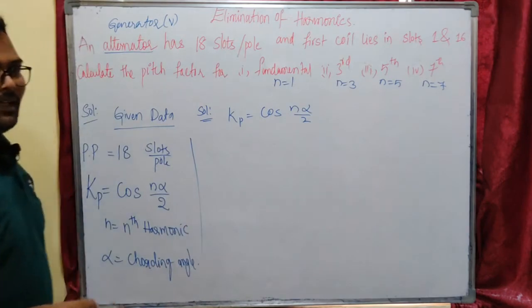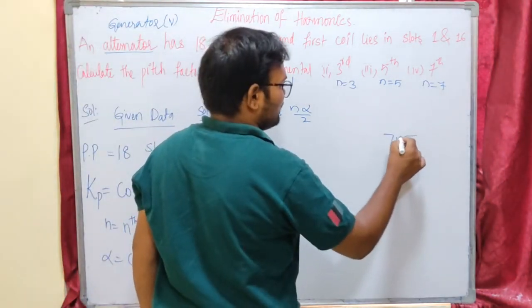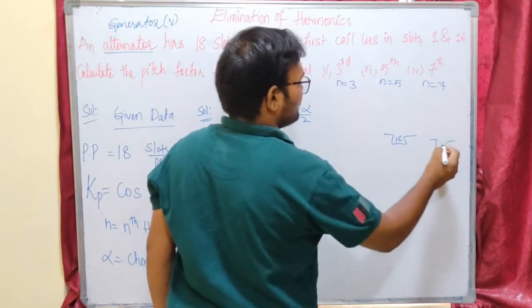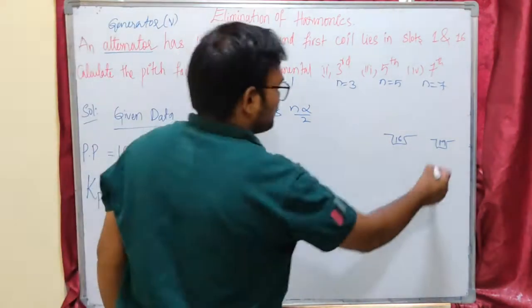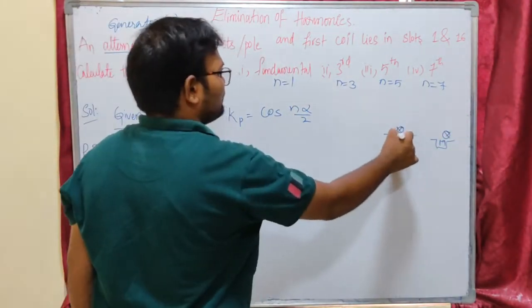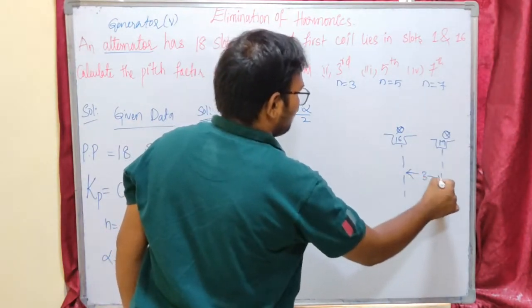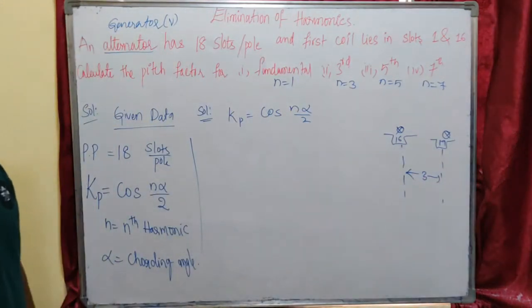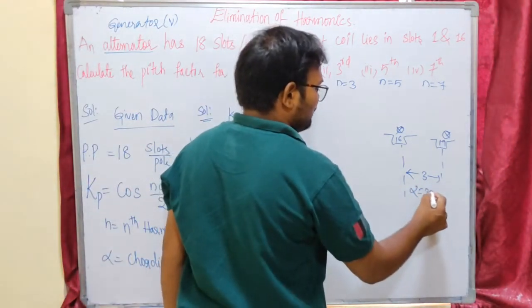So we have to find alpha here. How can we find that? Here he placed the other coil side in the 16th slot. Actually the coil span is 18 slots, which means the second coil side should be placed in the 19th slot. Instead it is placed in the 16th slot. So what is the gap here? There will be 3 slots between the 19th and 16th slot. So alpha will be equal to 3 times gamma.